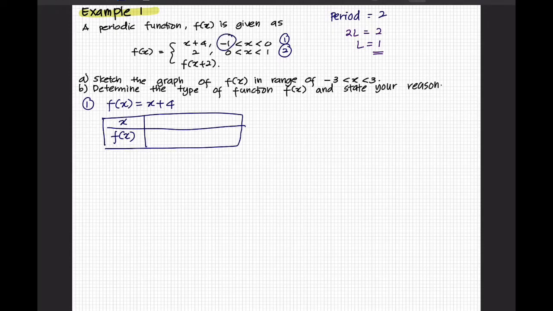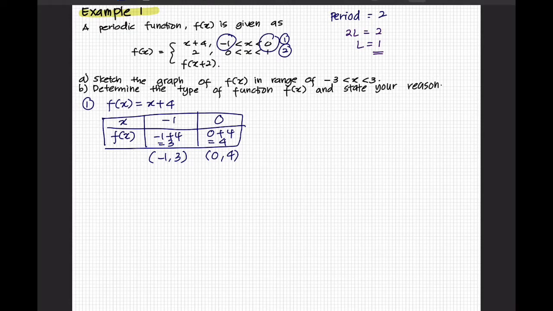And we have -1 and 0. x is -1 and 0. And then substitute -1 in f(x) here. So -1 plus 4 equal to 3. So the starting point is (-1, 3). And for the ending point, 0 plus 4 equal to 4. The ending point is (0, 4).